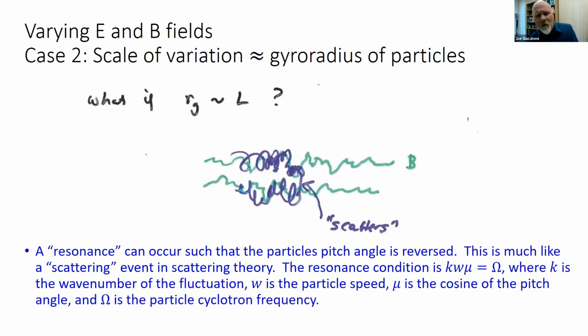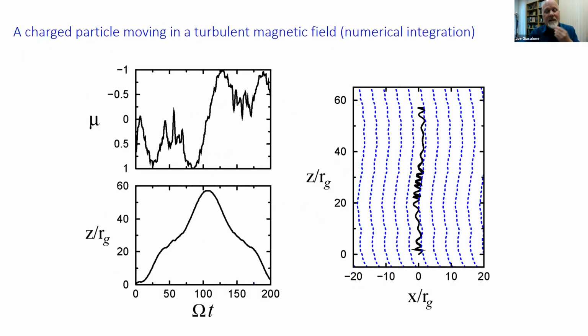But perhaps more interesting is what happens when the magnetic fields in space are turbulent on a wide range of scales. What happens when the scale of variation is comparable to the gyro radius? In that case, you basically get resonant processes. And in fact, this is an actual orbit calculation. I put in a turbulent magnetic field and I followed the cosine of the pitch angle of the particle.